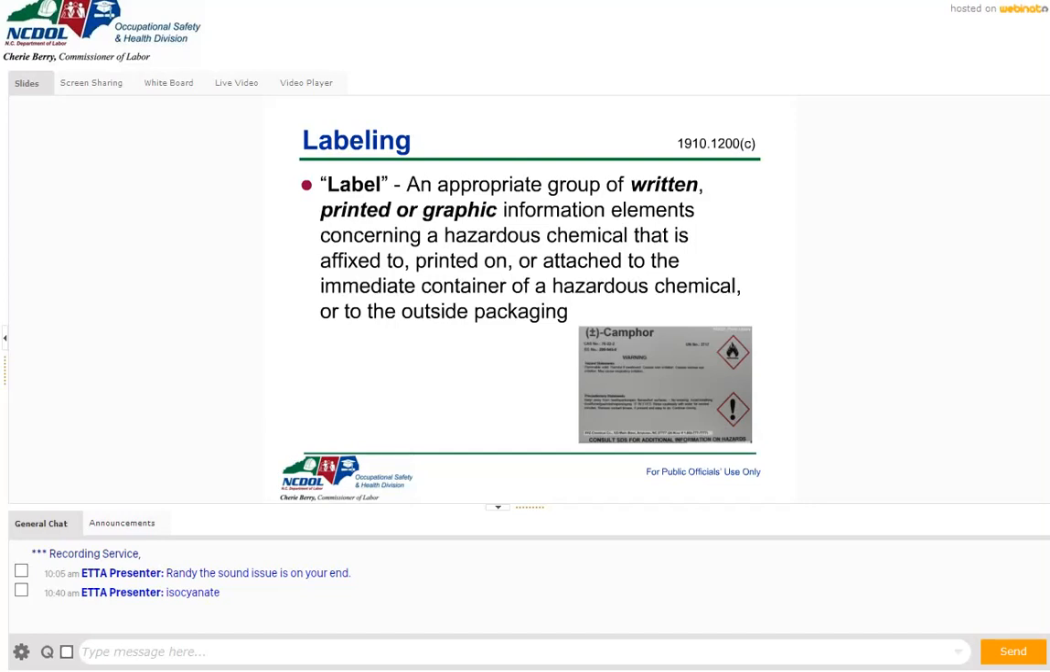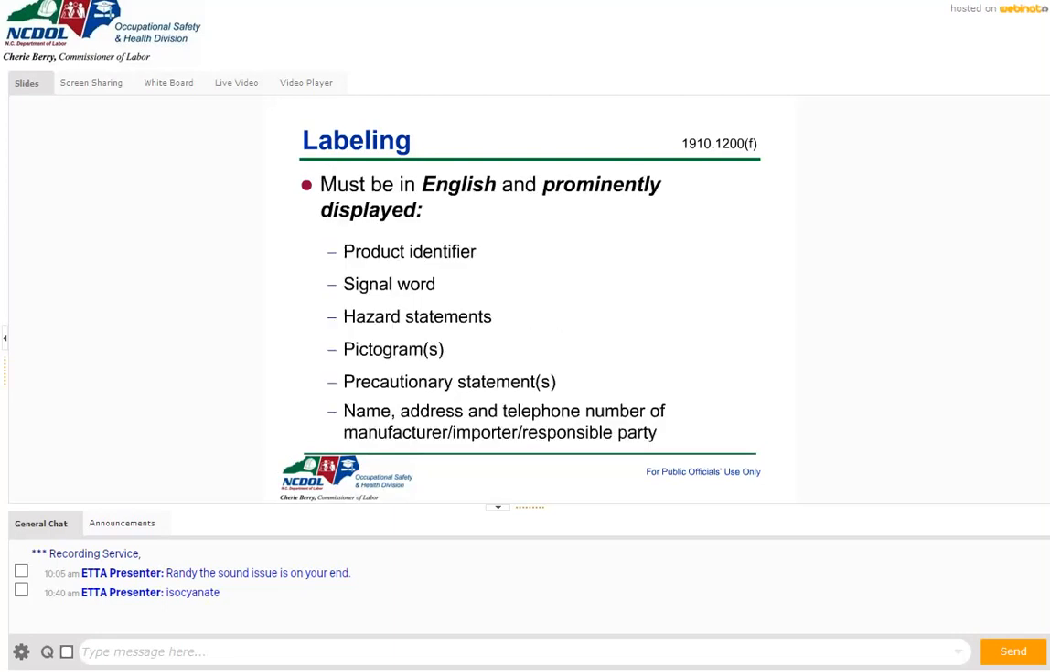Labels. Now we're moving along and talking about, of course, labels. This picture here shows a vendor label for Camphor. And it has the signal word, precautionary statements, and pictograms, all that on the label. So again, you see the label defined: something that's going to be attached to your chemical from the manufacturer.